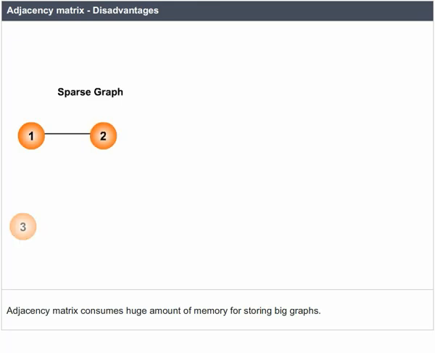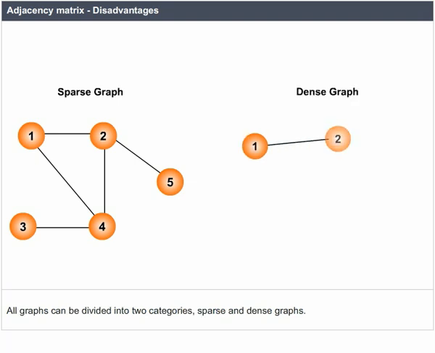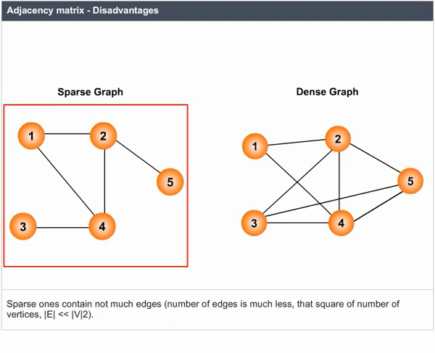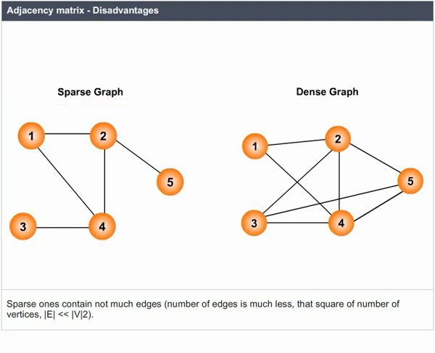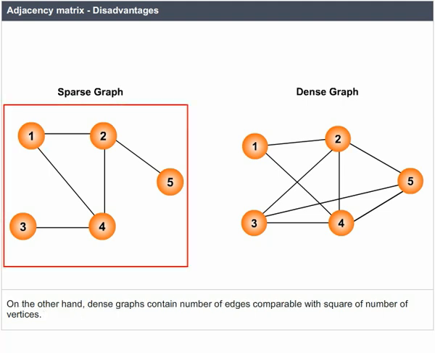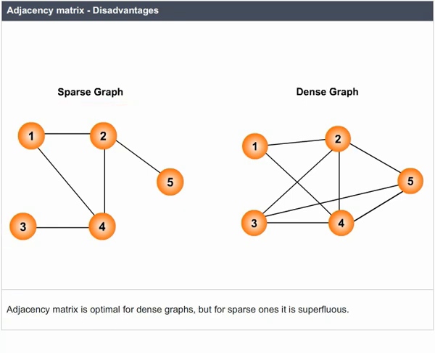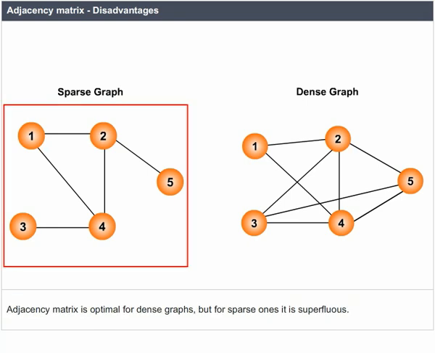Disadvantages. Adjacency matrix consumes a huge amount of memory for storing big graphs. All graphs can be divided into two categories: sparse and dense graphs. Sparse ones contain not many edges. The number of edges is much less than the square of the number of vertices, E much less than V squared. On the other hand, dense graphs contain a number of edges comparable with the square of the number of vertices. Adjacency matrix is optimal for dense graphs, but for sparse ones, it is superfluous.